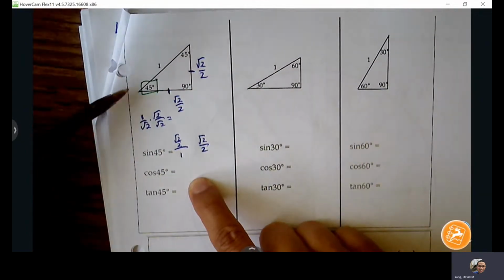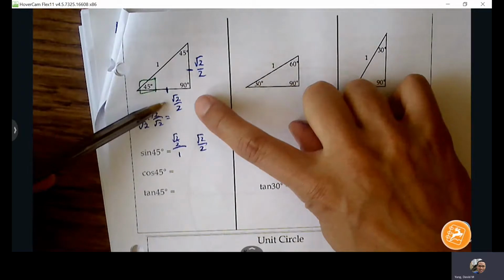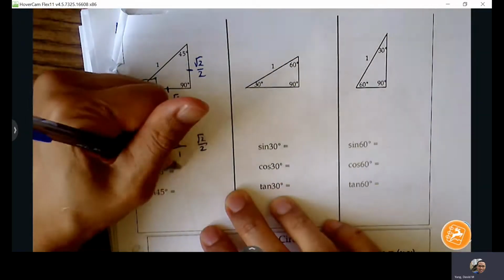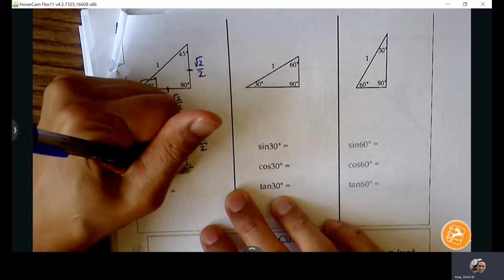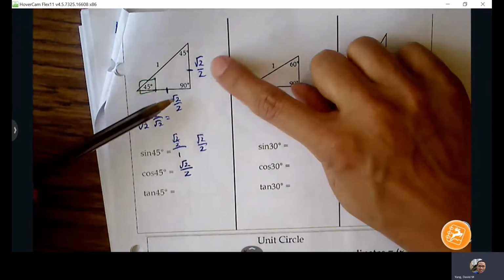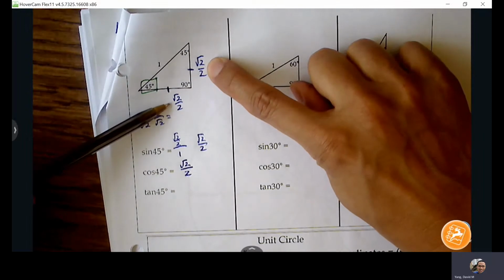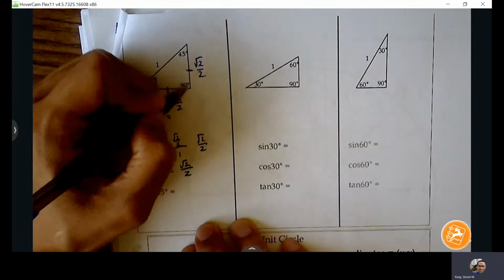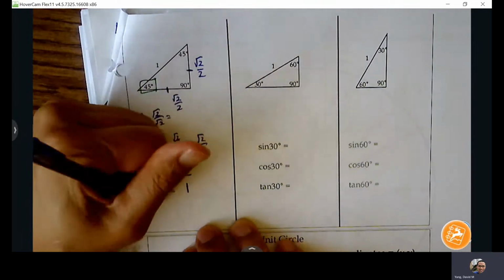It just allows our value to just be focused on our x and y values. Cosine of 45. What's cosine of 45 going to be? Adjacent over hypotenuse. The hypotenuse we can just leave out because dividing by 1 is the same thing as not having to show it. Tangent, what's tangent going to be? 1. Good. Opposite over adjacent. So root 2 over 2 over root 2 over 2. These are the same things, equal to 1.